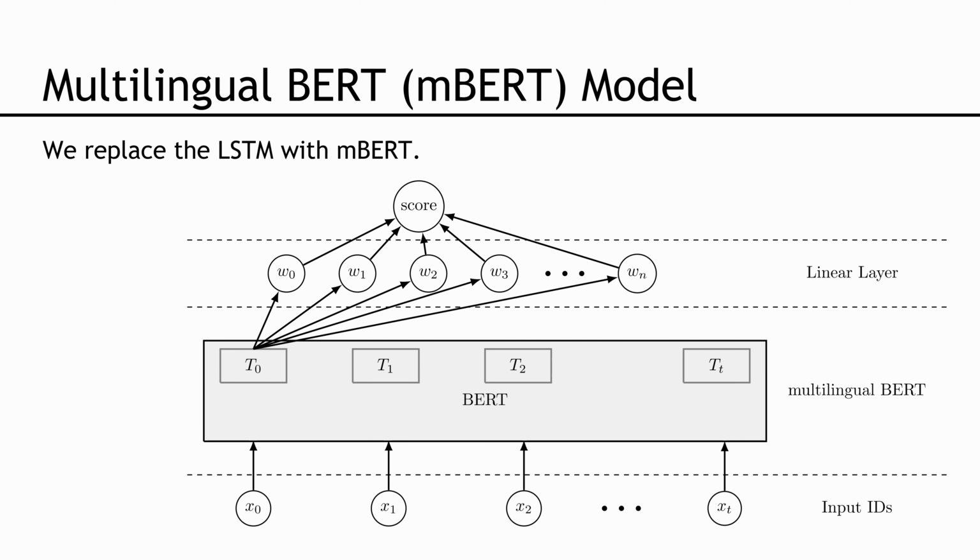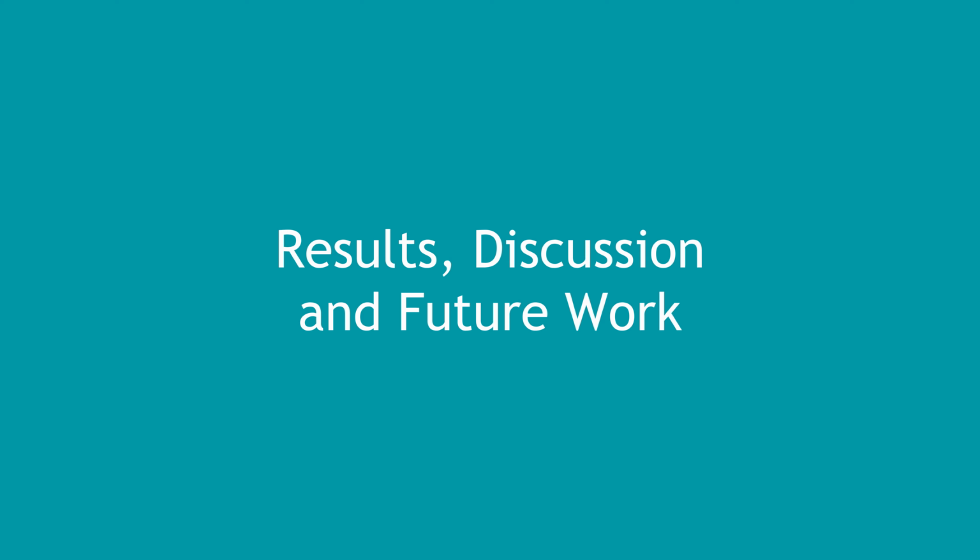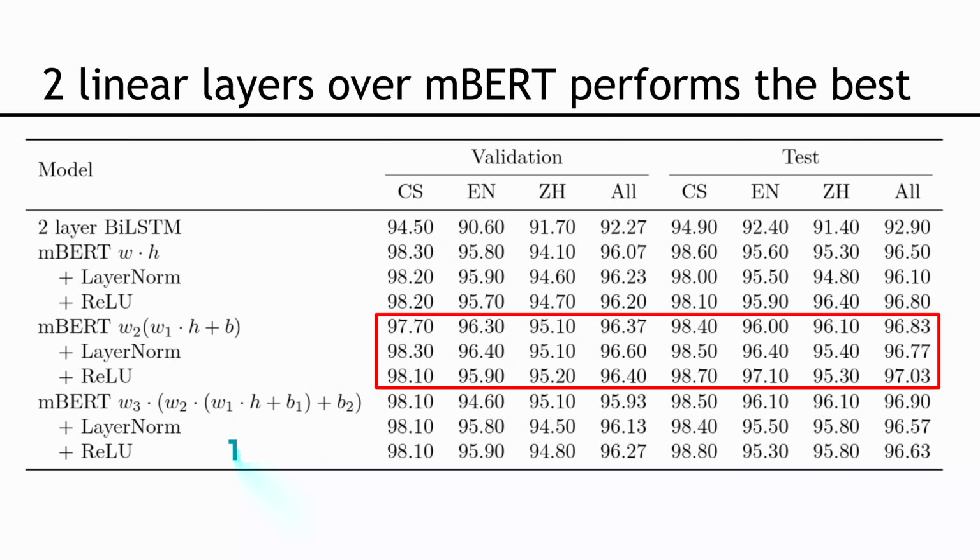We try to replace the LSTM used by Gonen and Goldberg with the mBERT model. We use the first token of the mBERT output as the representation instead, and calculate a score from it. Now, I will go through our results and discussion.